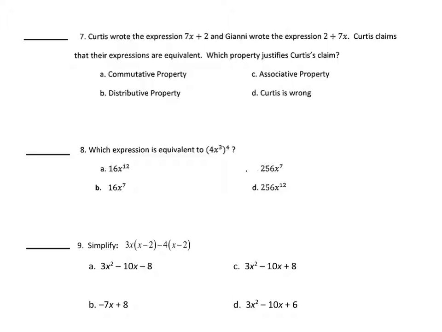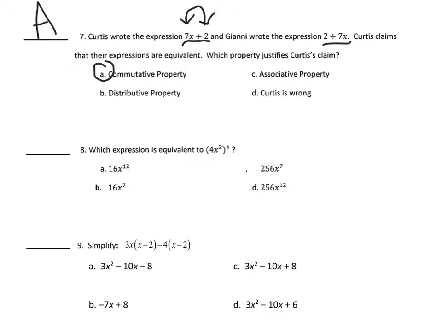For number 7, it says Curtis wrote the expression 7x plus 2. Gianni wrote the expression 2 plus 7x. Curtis claims that their expressions are equivalent, which means they're the same. Which property justifies Curtis's claim? Well, we basically took the 7x and the 2 and we reversed their order around an addition sign. The commutative property is the property that deals with reversing the order around an operator.